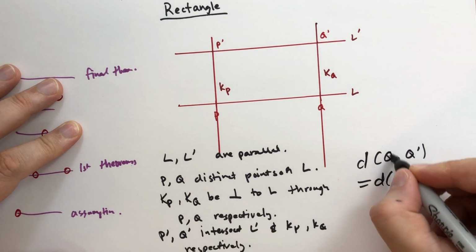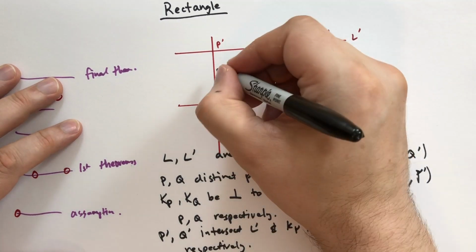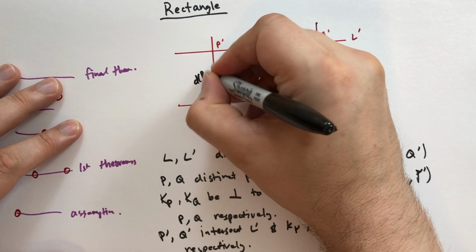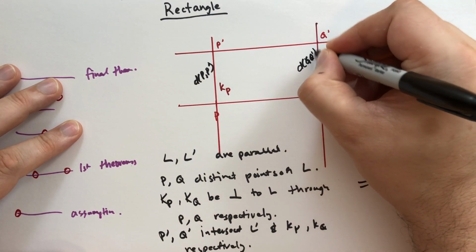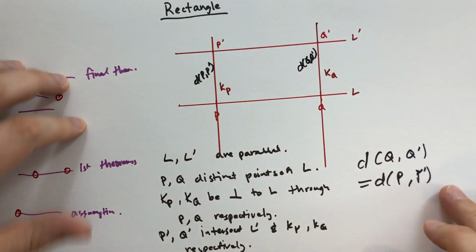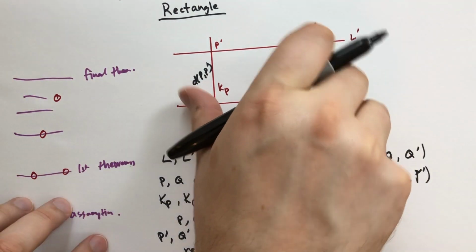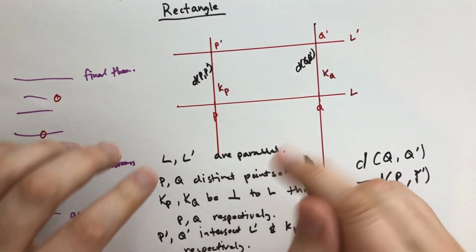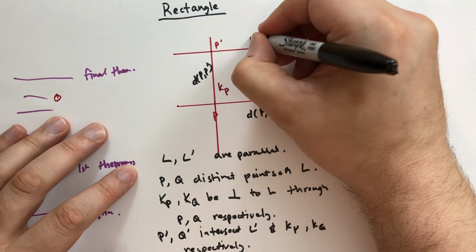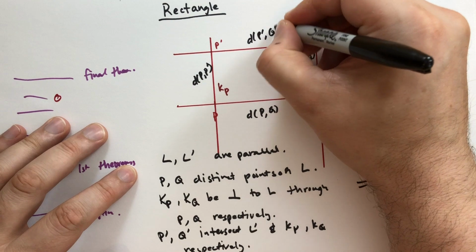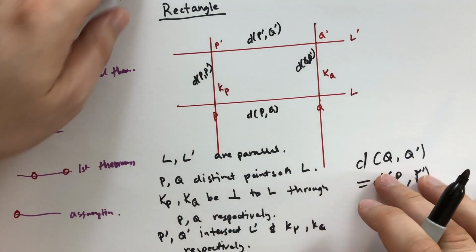And we're doing this by assumption, right? We're just assuming that these two distances, the distance from P to P prime and the distance from Q to Q prime, are the same. And if you take this whole thing and rotate it 90 degrees, then that means that the distance between P and Q is also the same as the distance between P prime and Q prime. These two distances are the same as well. And this is a rectangle.